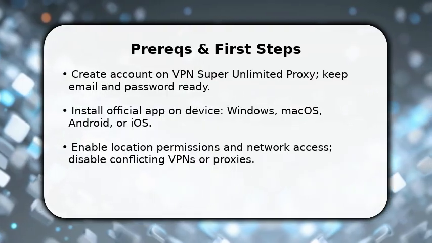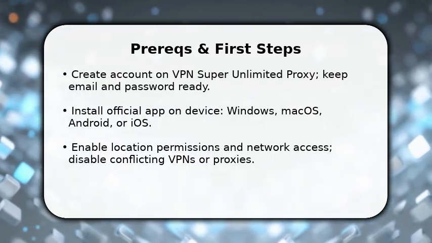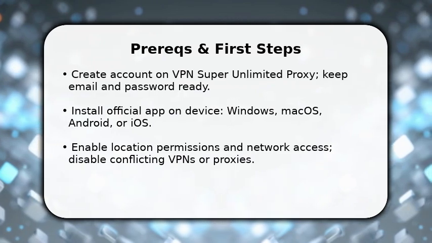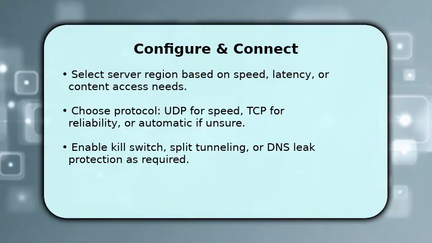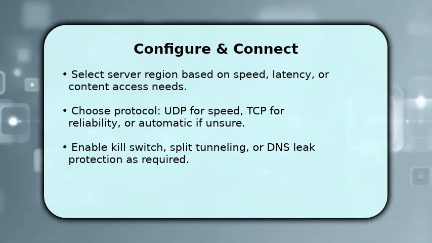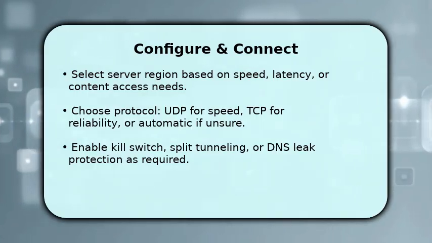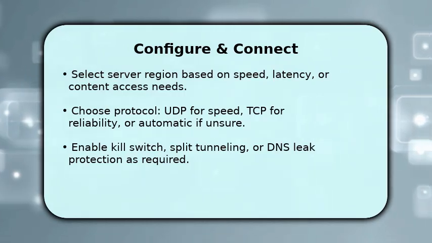Now open the app and proceed to the connection screen to pick a server. You'll now configure connection settings. Pick a server region that balances low latency and the content you need. Closer servers usually mean faster speeds. Then select a protocol, UDP for streaming and speed, TCP when reliability matters. Automatic works fine if you're unsure.